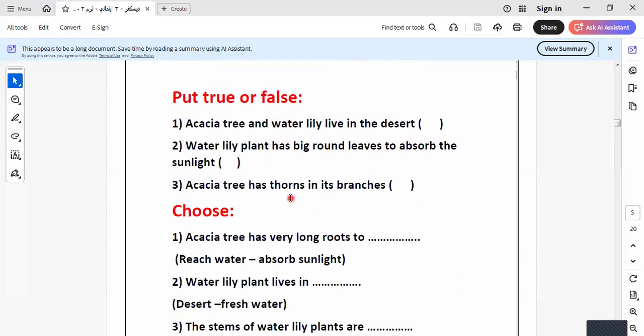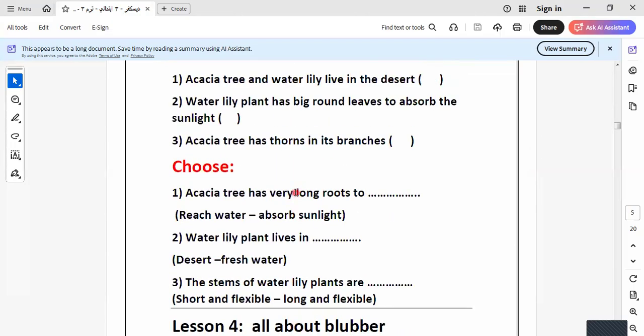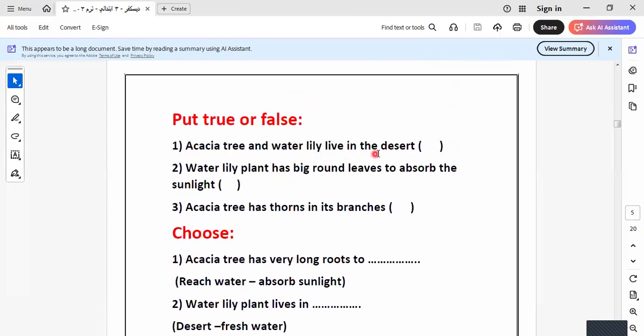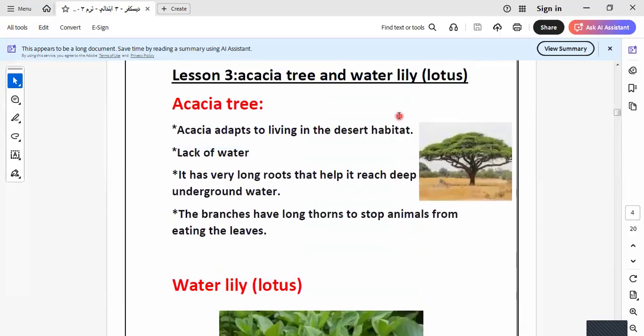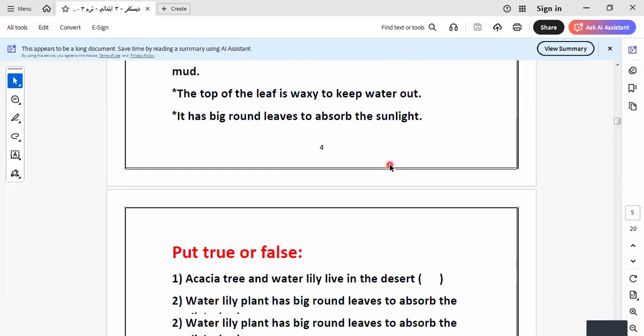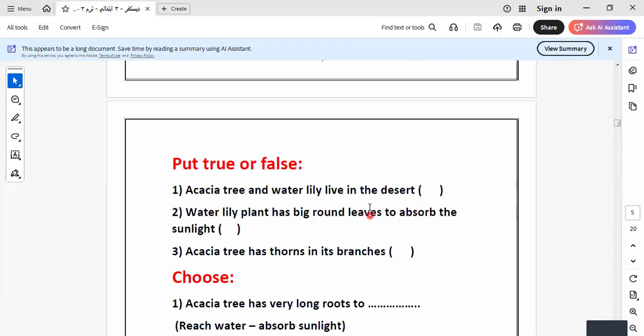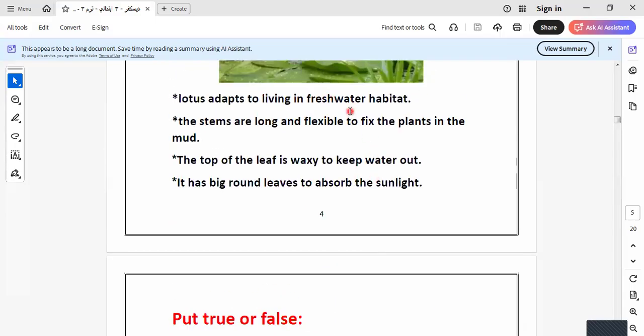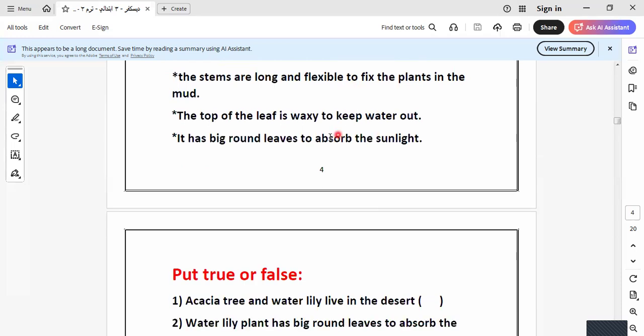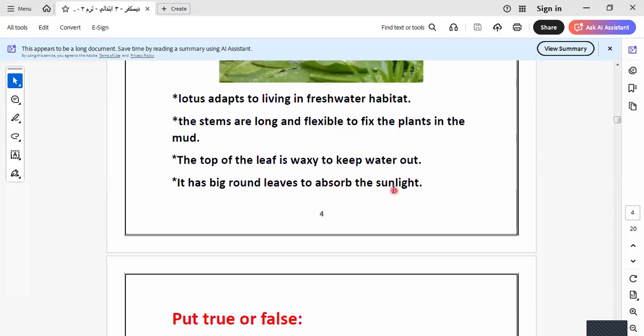Here is an exercise in this part. Acacia tree and water lily live in desert. Both live in desert? No. Acacia tree only lives in desert, but water lily lives in fresh water. So this sentence is wrong. Water lily plant has big round leaf to absorb sunlight. Yes, as we know during this part, it is to absorb sunlight.